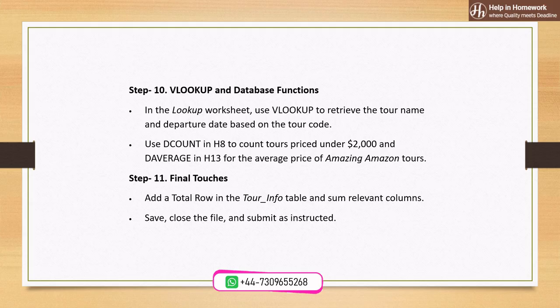Use DCOUNT in H8 to count tours priced under $2,000 and DAVERAGE in H13 for the average price of Amazing Amazon tours. Step 11. Final touches. Add a total row in the Tour_info table and some relevant columns. Save, close the file, and submit as instructed.